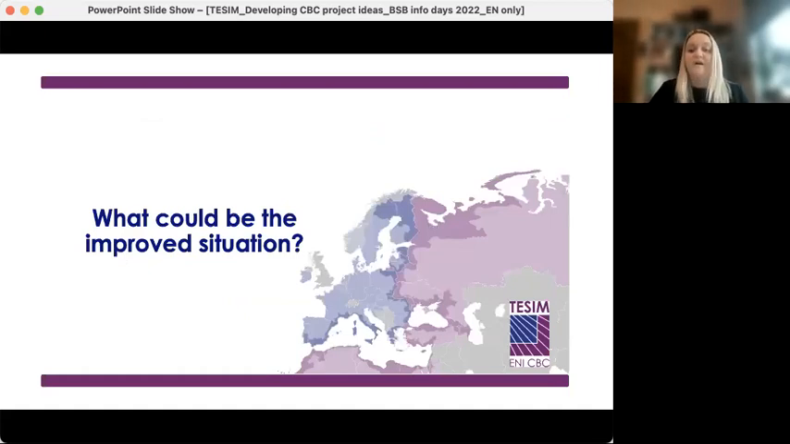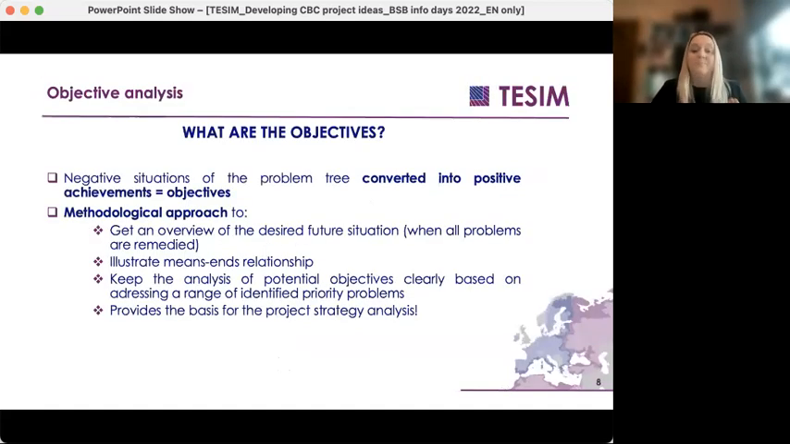Now that you are aware of the current negative situation, now you know who are the stakeholders whom you need to involve. It is time to look forward. And in the next step, we are moving from the current negative situation into the bright future. And this is done by converting the negative situation into the positive one. So here we are looking at the objectives.